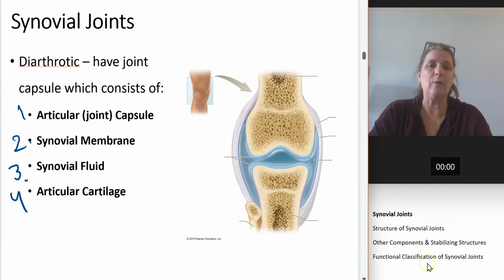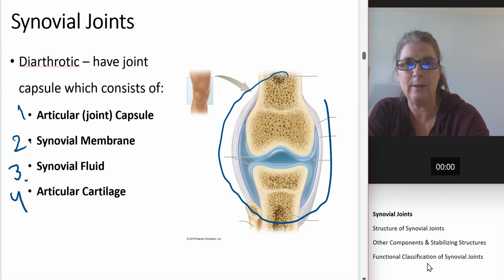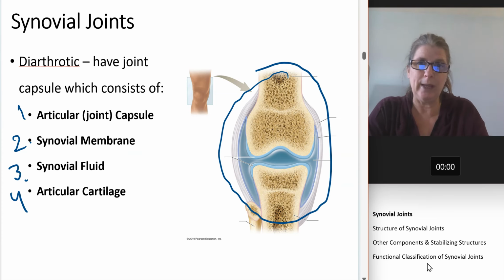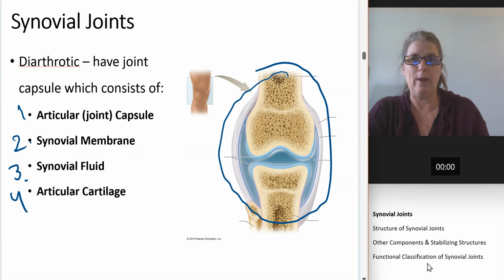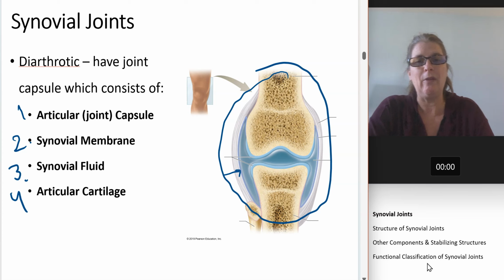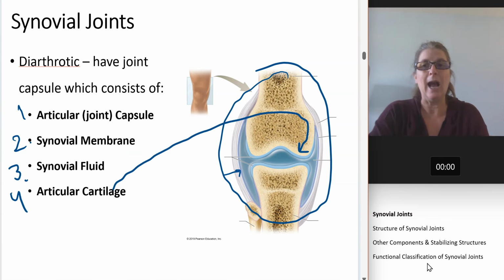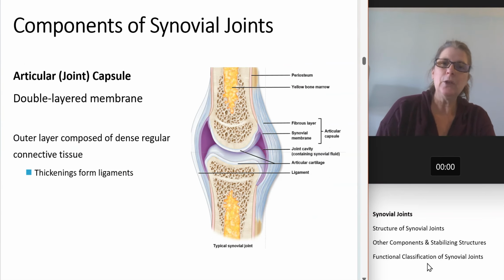So when you're looking at this picture here, you'll see that you have a joint capsule. Now the joint capsule surrounds the entire joint. In this picture, it's been cut from the front, a coronal view, so you can see inside the joint. But the joint capsule wraps the joint all the way around. And then inside the joint, you can see there's a synovial membrane, which they're showing in light blue, and then there's synovial fluid. And then remember, articular cartilage is actually hyaline cartilage, and so they usually color that light blue. So let's talk about this.